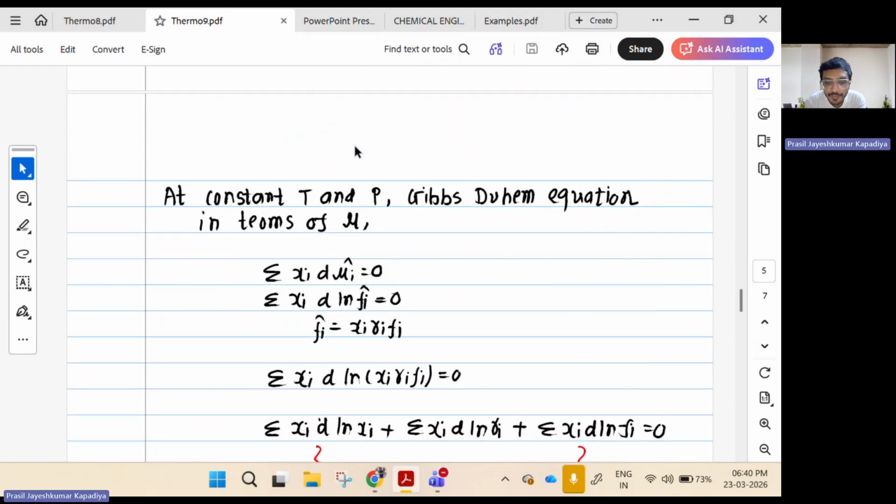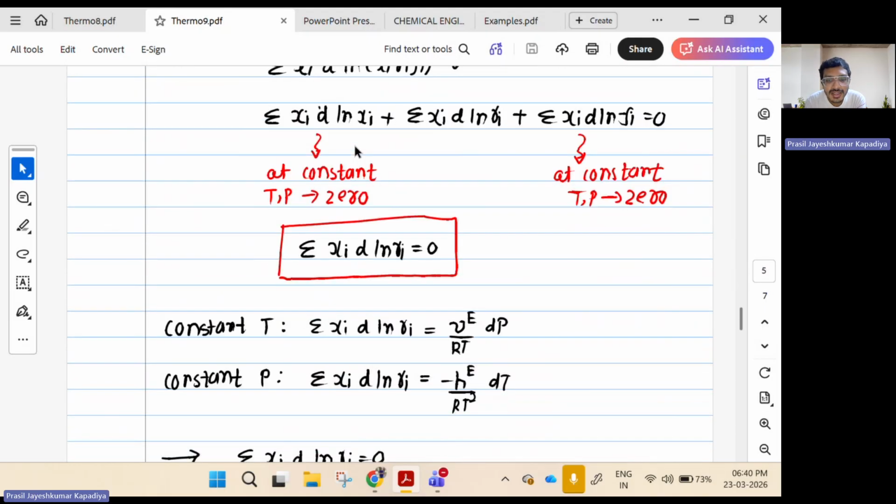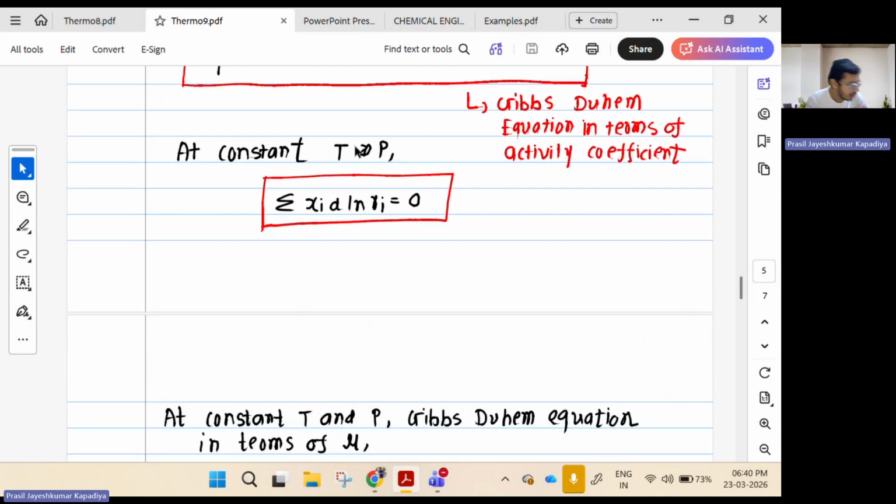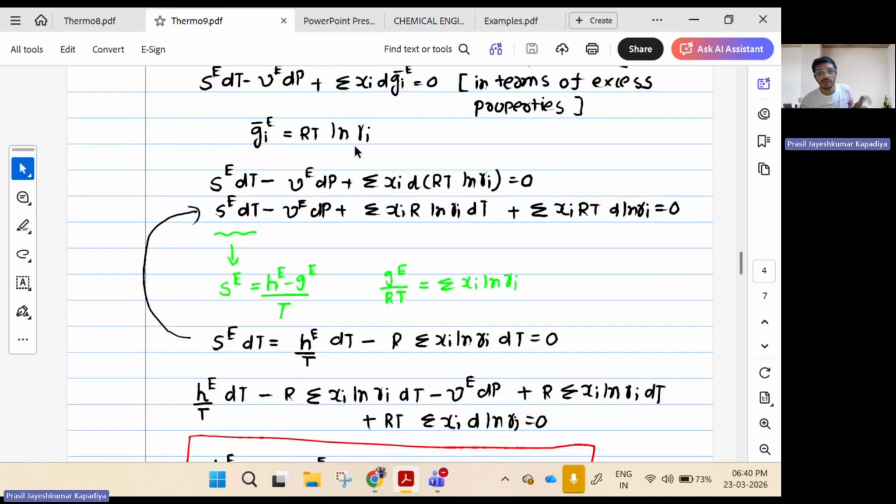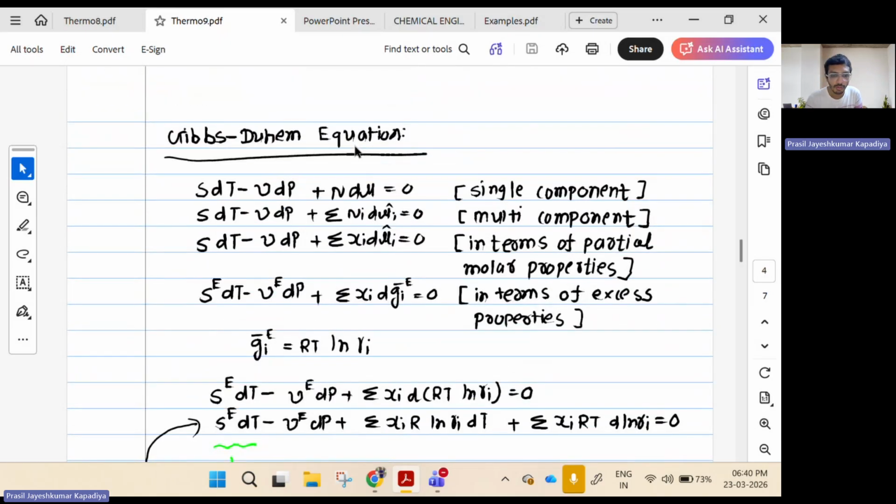Okay. There is another way to derive that equation. But before that, we should understand all these differences. First, we deal with the single component system.